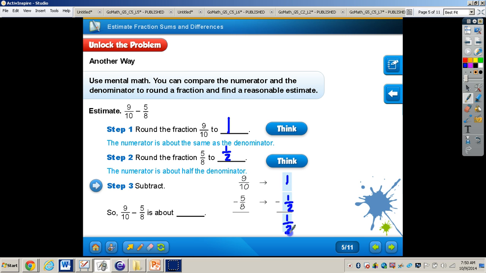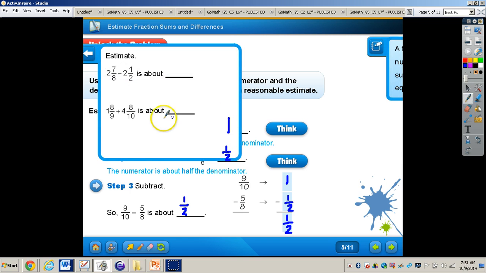Is that the exact answer? No, it's not. It's just an estimate. Okay, so 9/10 minus 5/8 is about 1/2. Taking a look at that numerator and denominator, comparing them, thinking about your benchmark fractions, 0, 1/2, and 1, will be very helpful whenever you don't have access to a number line.